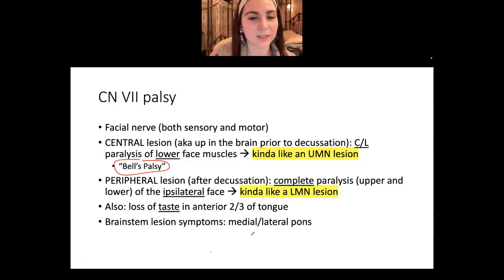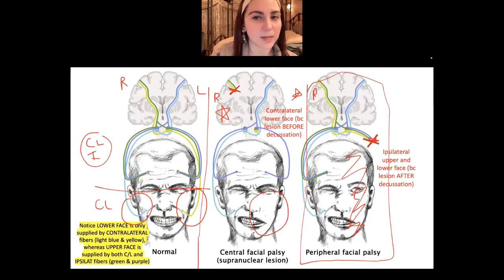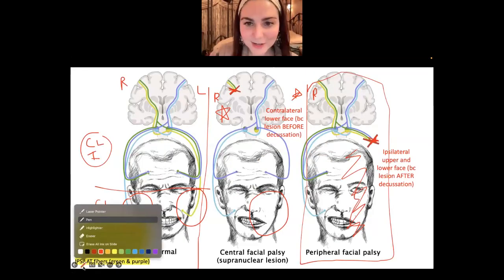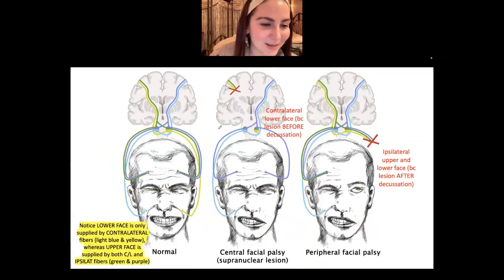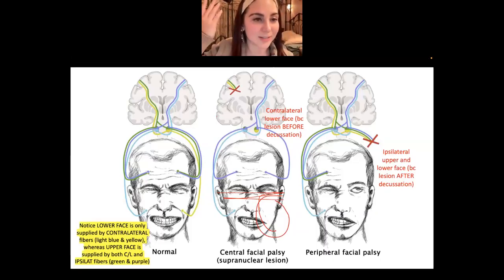And with brainstem stuff, you'll see it in the medial and lateral pons. We destroyed this slide, but hopefully that makes sense a little bit. Just remember, opposite, the bottom half of the face is weird. The left side of the face is innervated by the contralateral cranial nerve 7. The upper half of the face is contralateral and ipsilateral.